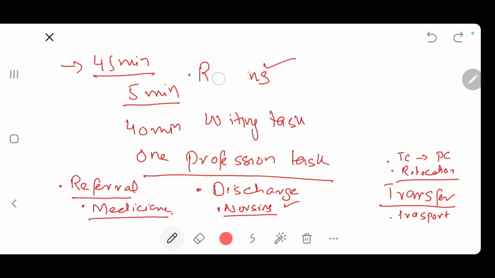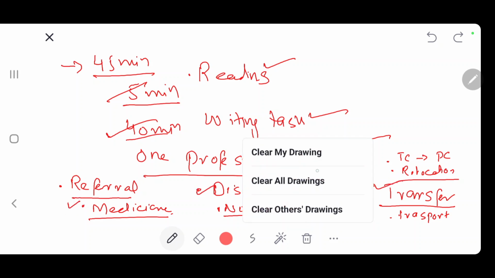Basically we have reading time, that is 5 minutes. Then we have 40 minutes to complete a writing task. There will be one profession-specific task, right? So the different types of letter that are common are referral, discharge, and transfer.